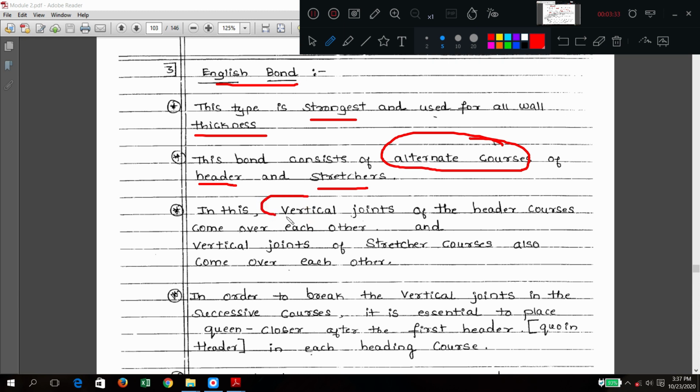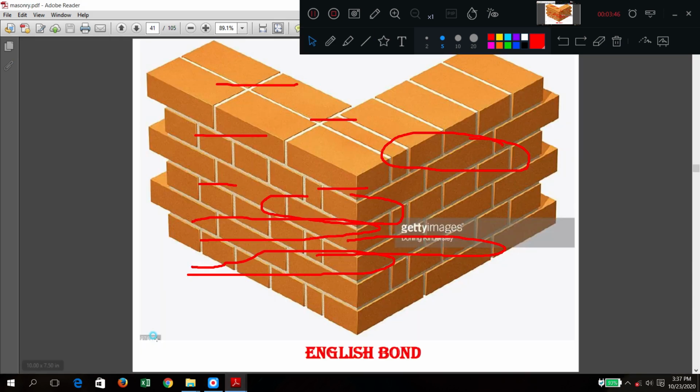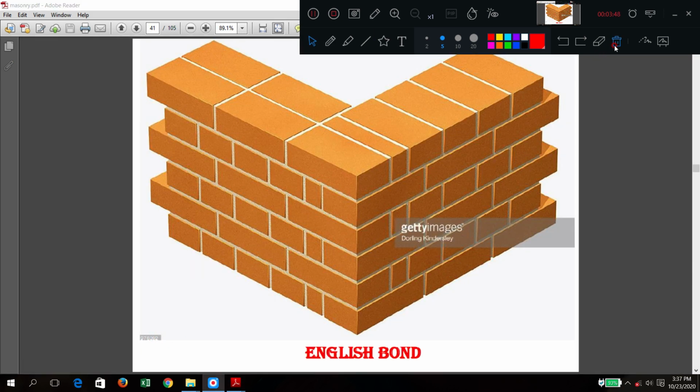Vertical joints of the header course come over each other, and vertical joints of stretcher courses also come over each other. How to explain this point? Just see this diagram. You can see the vertical joint of stretcher courses, one vertical joint, second, third. All are in the same line. Yes, but it is not clear in this diagram.